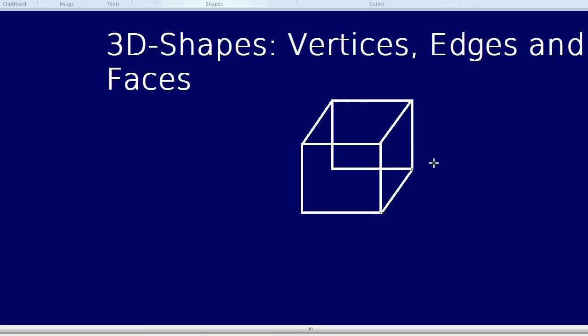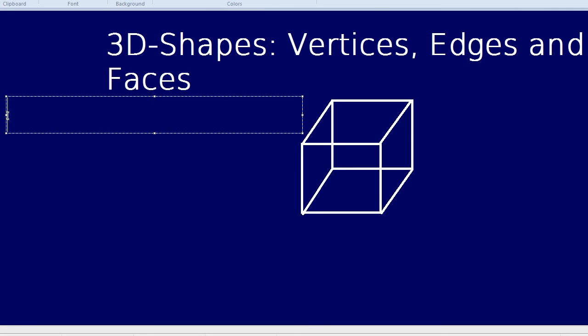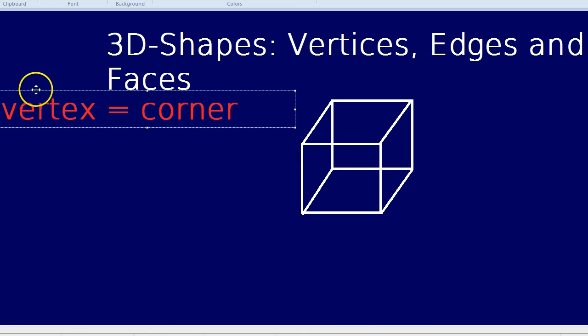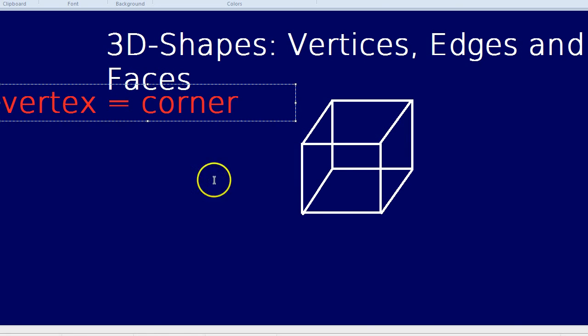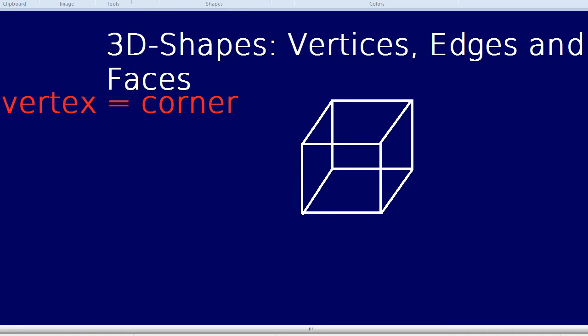What is a vertex, or plural vertices? A vertex is a corner. Let's actually write that down. A vertex, or vertices, equals a corner. That's two lines joined together. How many corners does a cube have? I can see 1, 2, 3, 4, 5, 6, 7, 8. So it has 8 vertices.